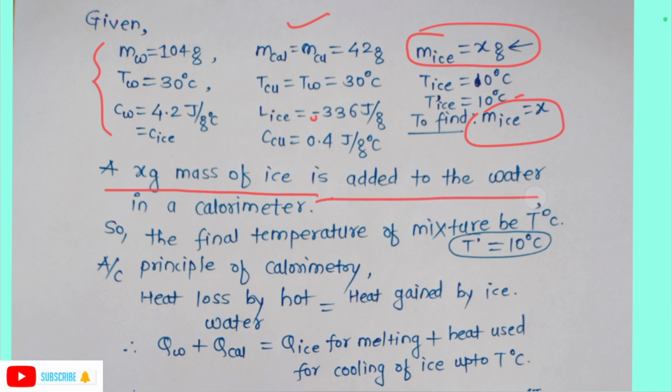x gram of mass of ice is added to the water in a calorimeter. So what I am doing is adding x gram mass of ice to the calorimeter, and that x gram of mass is going to melt and cool down up to the temperature of the mixture, that is 10 degrees Celsius.